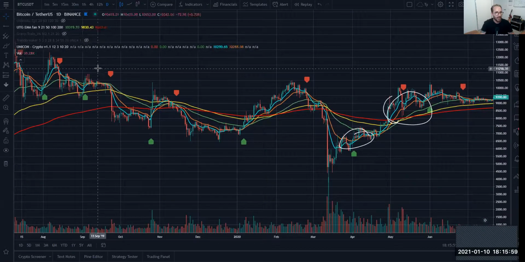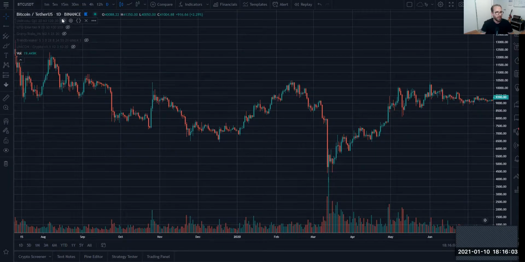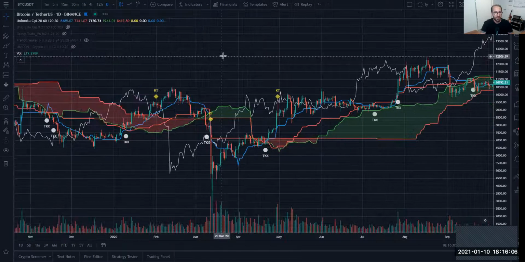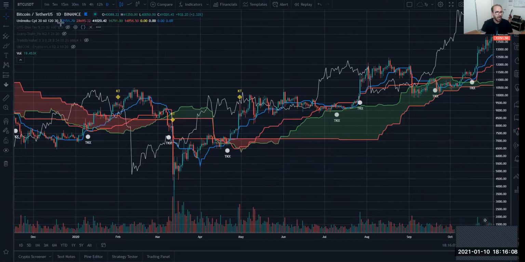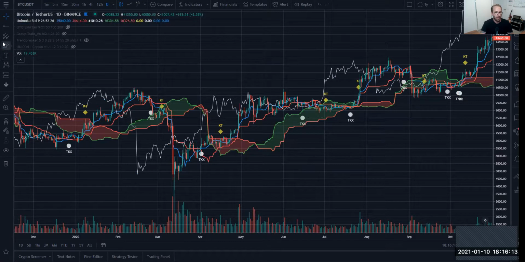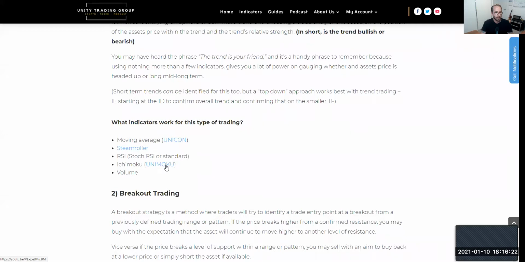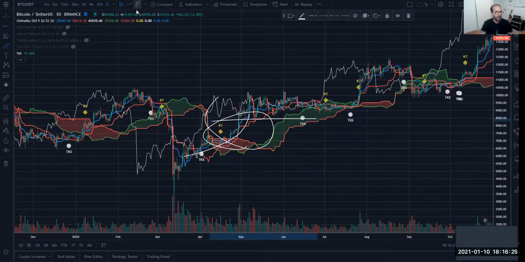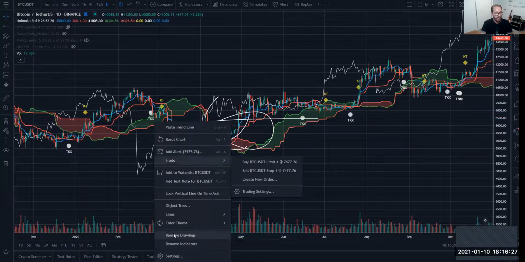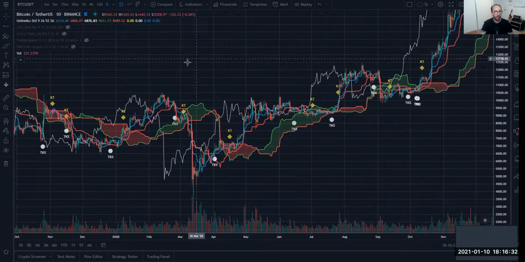So a secondary to that as well is that you can use your Ichimoku, or in my case, Unimoku, which is our custom Ichimoku indicator, to identify whether we are in a bullish scenario: TK cross trending above the Kumo, Chikou above the cloud. Again, you can go to unitytradinggroup.com, Ichimoku, or you can just look at Unimoku here, and it'll give you a full breakdown of how to trade with the Ichimoku indicator. So that's trend trading. Are we in a bullish environment? Are we in a bearish environment?